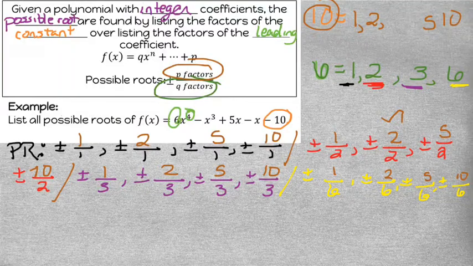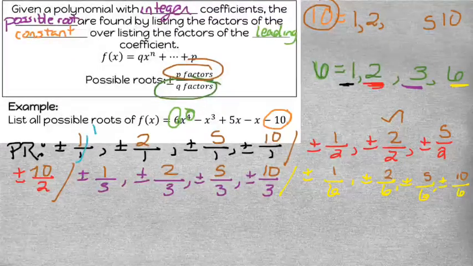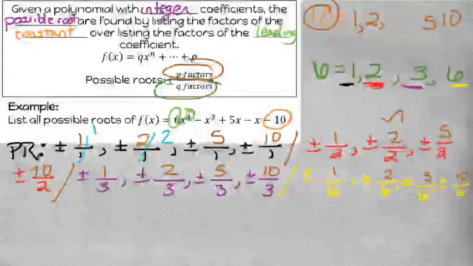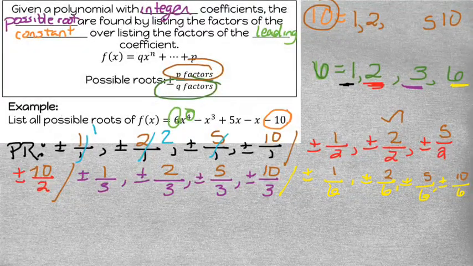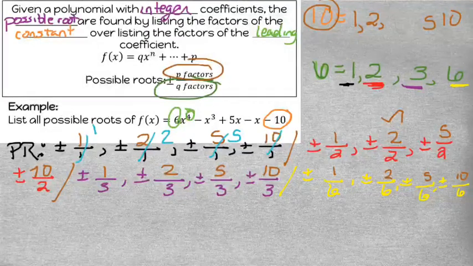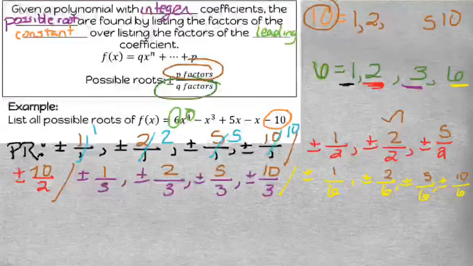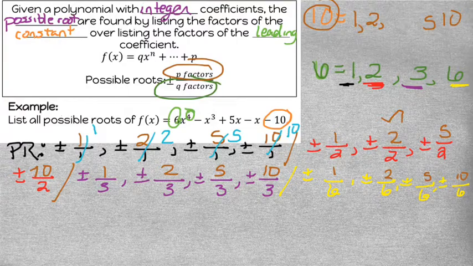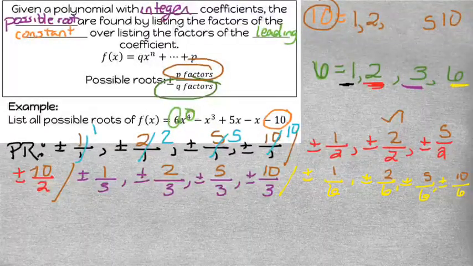So if I was to look back at these, I'm going to go back and simplify all of them. And I looked at this first set. 1 divided by 1, that's better written as just a 1. 2 divided by 2 is better written just as a 1. 5 divided by 1 is better written just as a 5. 10 divided by 1 is better written just as a 10. Then I'm going to go through the next set.